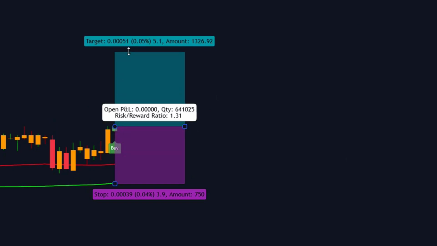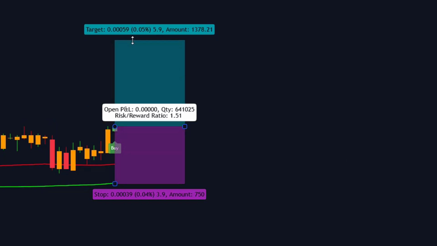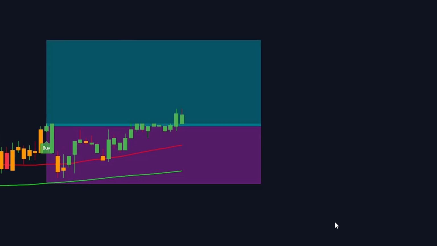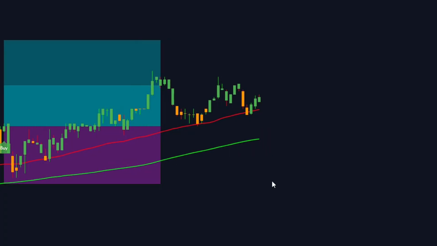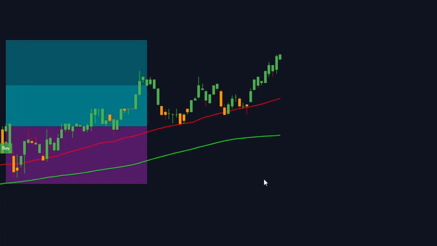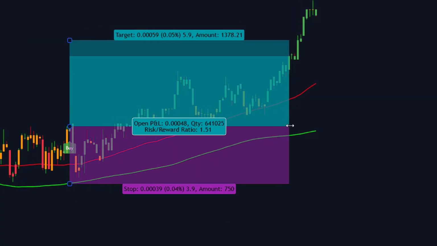When it's time to exit the trade, we'll follow a guideline known as the risk-reward ratio. A risk-reward ratio of 1 to 1.5 is a common target, meaning for every dollar you risk, you aim to make $1.50 in profit. By adhering to this ratio, you ensure that your potential profits outweigh the risks, which is a key factor in maintaining long-term profitability.